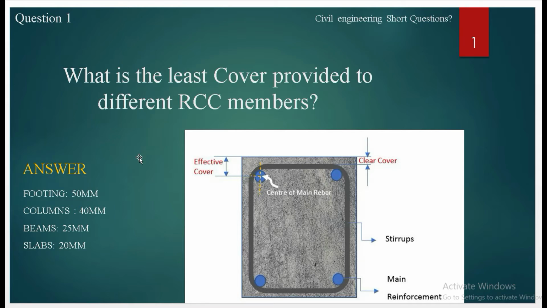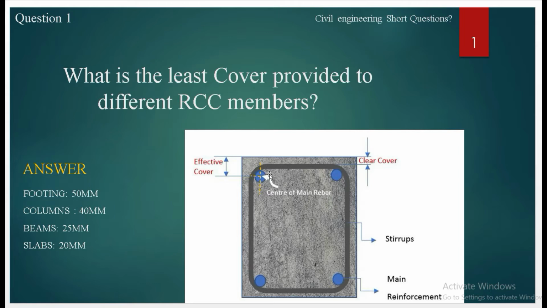Question number one: what is the least cover provided to different RCC members? Cover is the distance which separates the rebars from the exterior face of the element. As you can see in the picture, there are two different types of covers. One is clear cover and one is effective cover. In effective cover, half of the depth or the diameter of the rebars is also included.